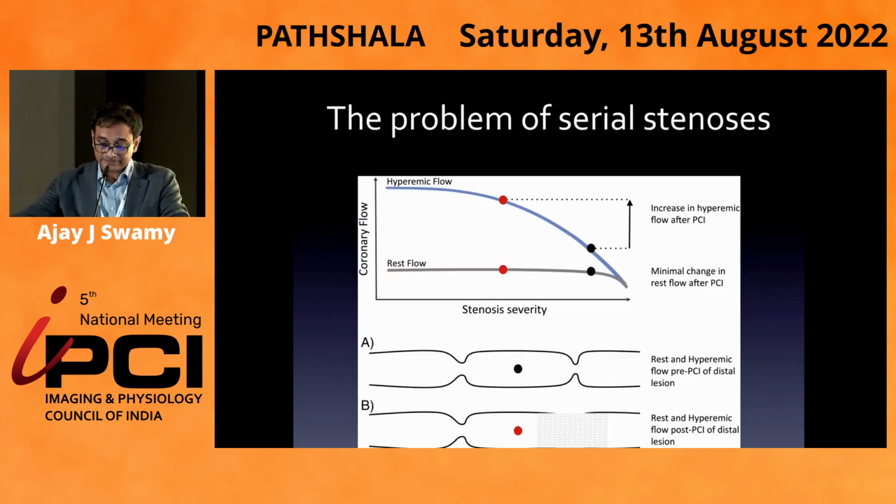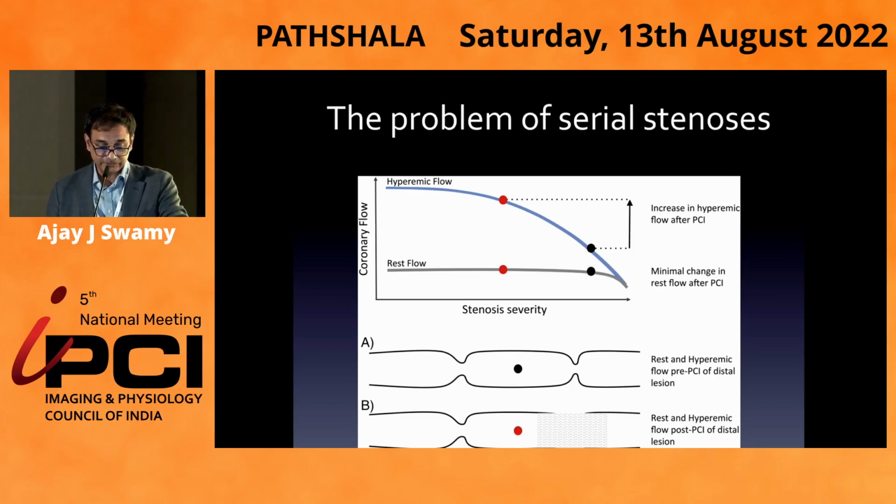The problem of serial stenosis is a curious one. Now, the top half of the slide shows the difference between what happens at rest and what happens at hyperemia in the presence of a stenosis. Whenever there is an increase in the severity of the stenosis, the ability of flow to increase to the hyperemic stage actually comes down, and this is what we're trying to correct by performing a percutaneous intervention and taking this curve back from here to here, so that the hyperemic flow improves, but the resting flow is going to remain the same regardless of PCI, and that's an important distinction to make.